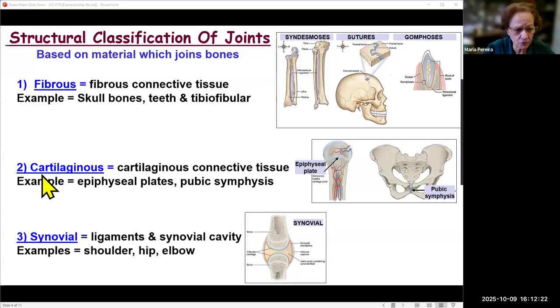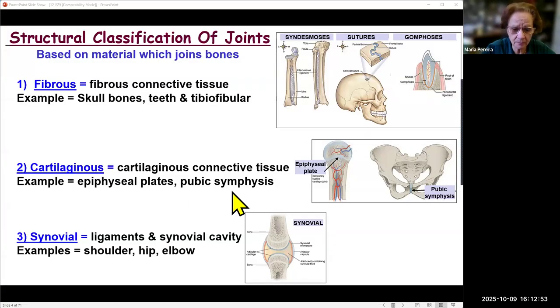And some examples of cartilaginous articulations. They're made up of cartilaginous connective tissue. This is the tissue that does not have blood vessel supply. So the epiphyseal plates, if you remember, are this cartilage that is located in the metaphysis, the area of the bone where you have the epiphysis and the diaphysis. So this area in the middle allows for bone growth.